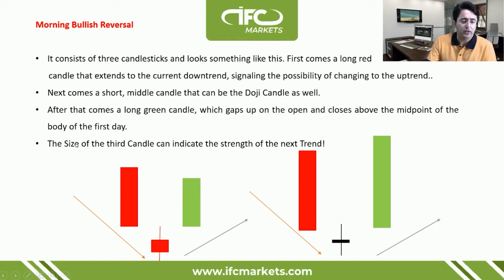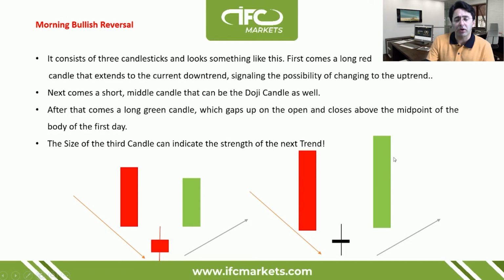It appears at the end of a downtrend, and you can see this pattern. Then the third one is a green candle. The bigger this green candle is than the previous bearish candle, the more it tells you how powerful the next trend can be. For example, if this one is small, it means that it's not going to be a trend, it's going to be almost a correction, and the next trend doesn't have enough power to go forward.